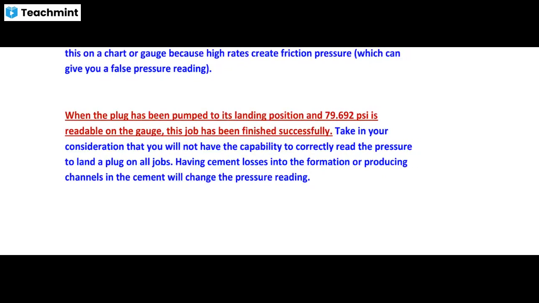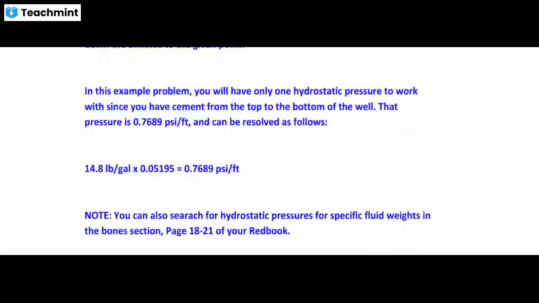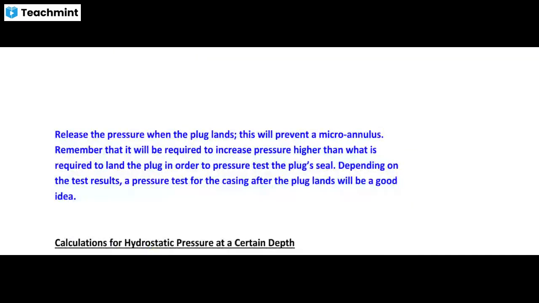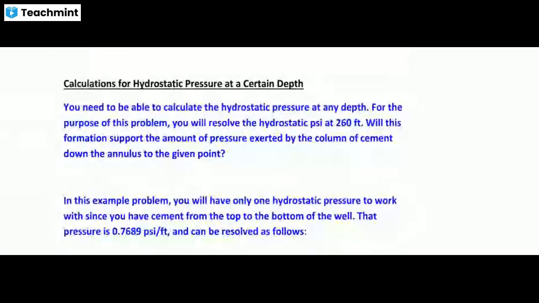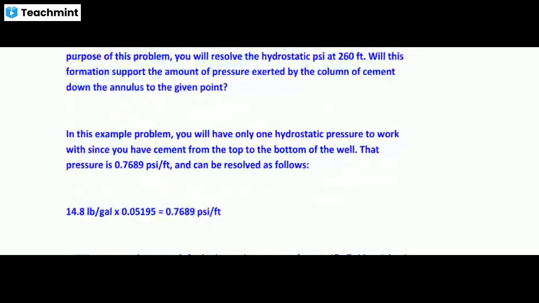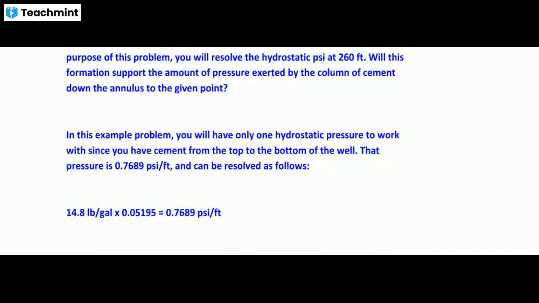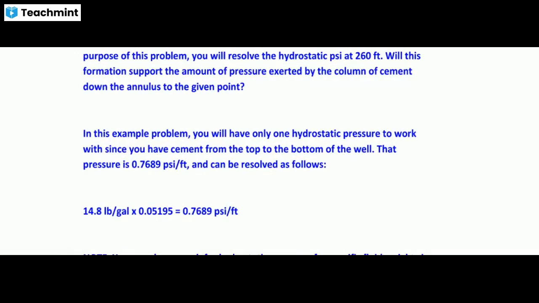So now next is the calculation for hydrostatic pressure at certain depths. So we are having the pressure of 0.76768 psi per foot. We can use for this one 14.8 gallons into 0.05195, that will give 0.769. That is your pressure.